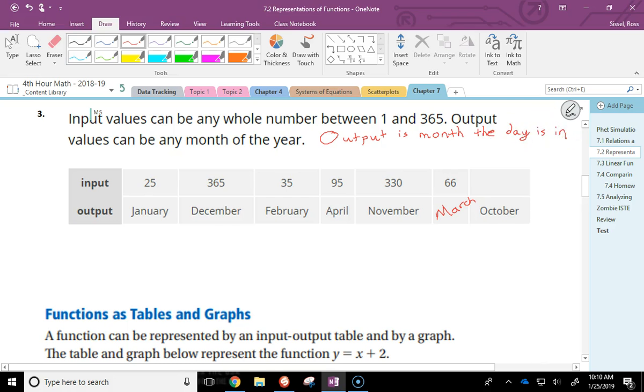Output is the month the day is in. And then we start with day 1. 1, 2, 3. In January, there's 31 days. So 1 through 31 would go to January. 32 would actually be February 1st. So you would have to count all this. I don't want to take the time to count October. But we found out March because 31 was January. 28 is in February. So that's only 59 days. So the next 7 days, up to 66, would have been in March. Would have been the first week of March.